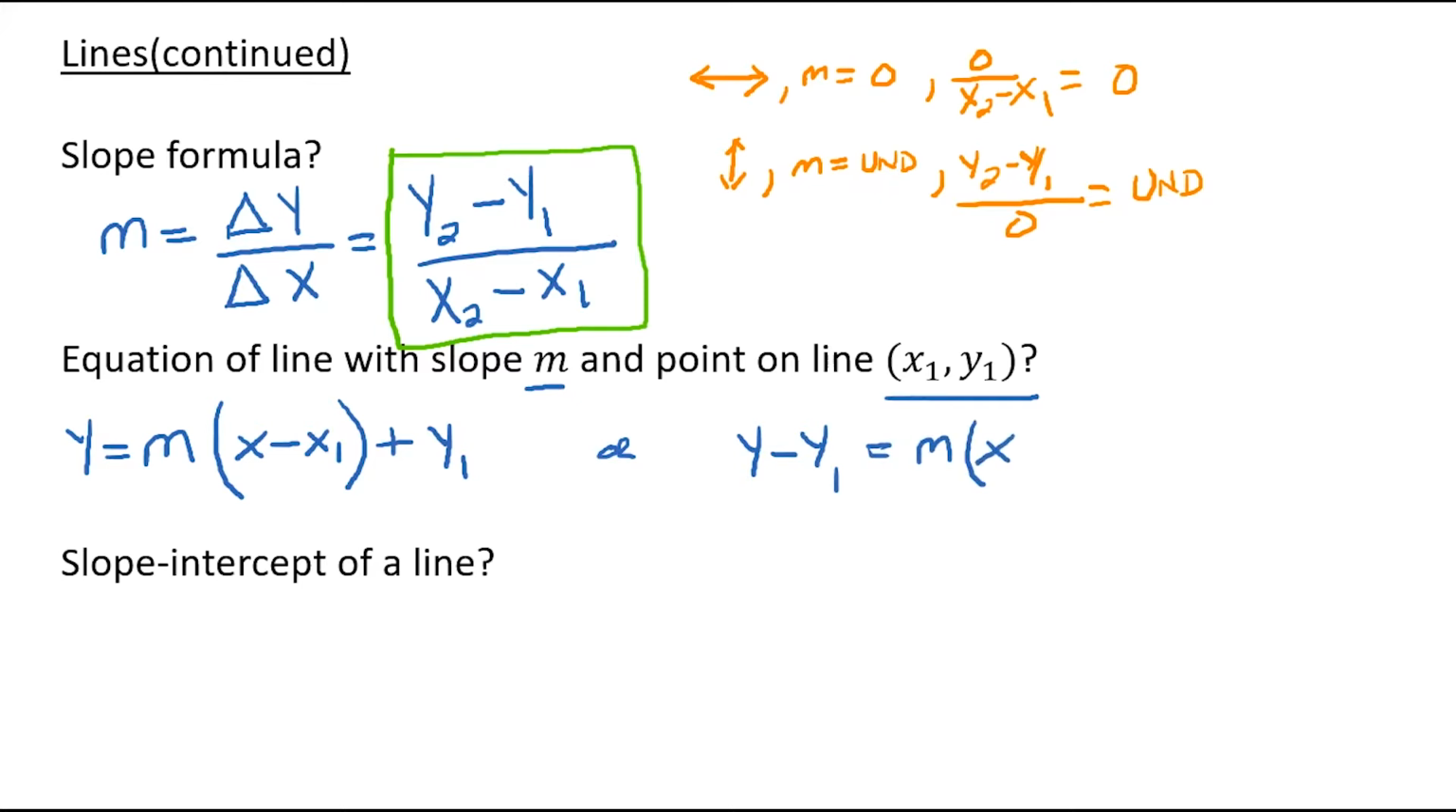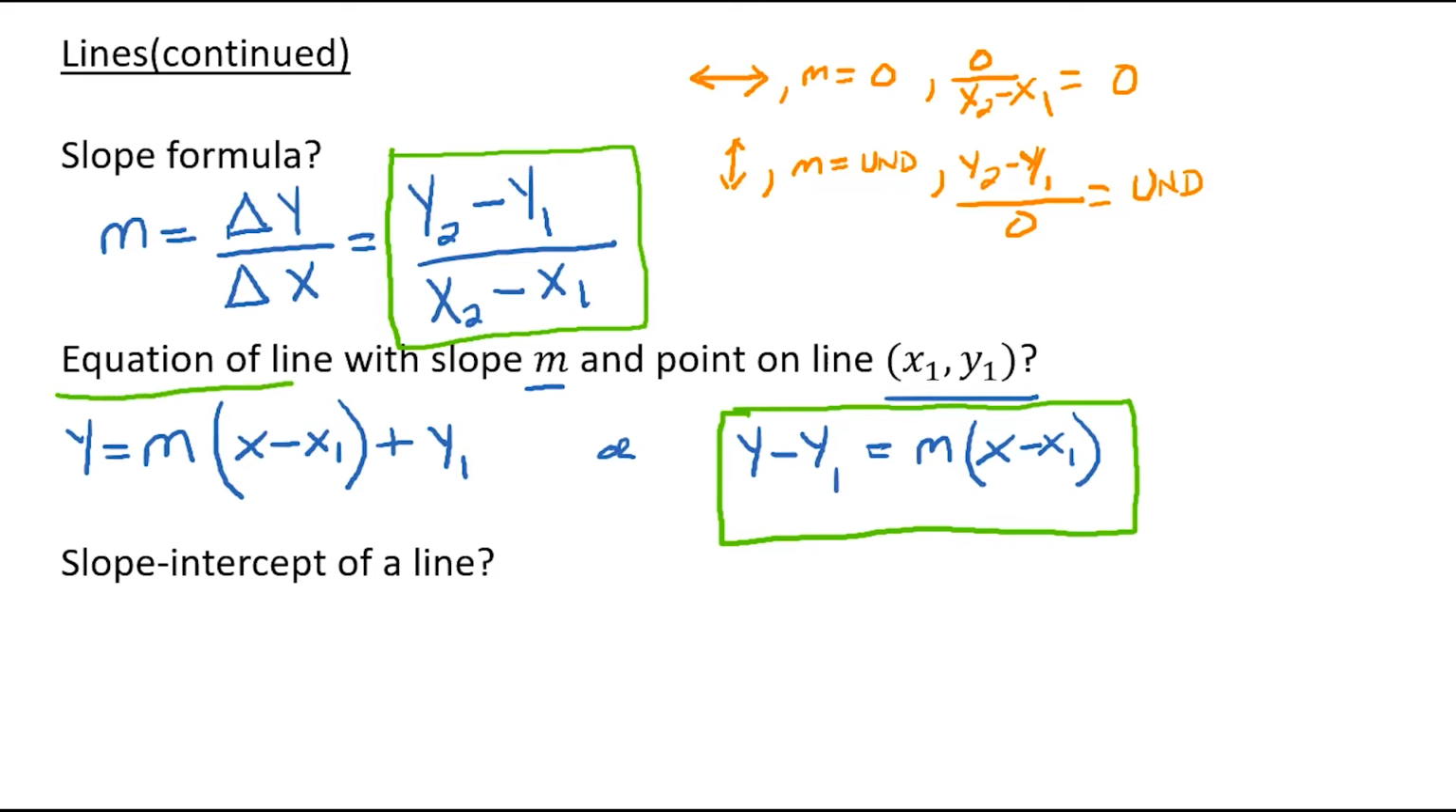m times the quantity x minus x sub 1. So either one of these will give you your equation of a line if the only thing that you have to start with is just the value of your slope and one point on that line.